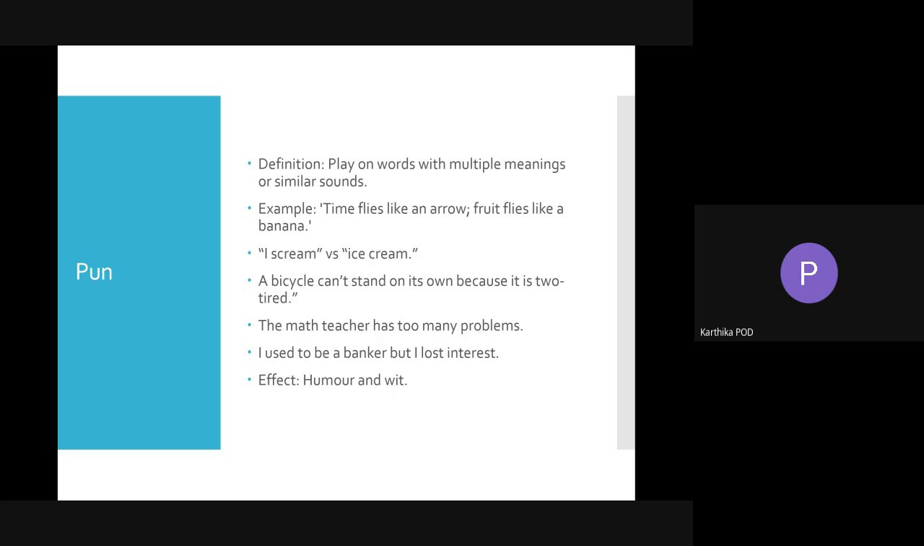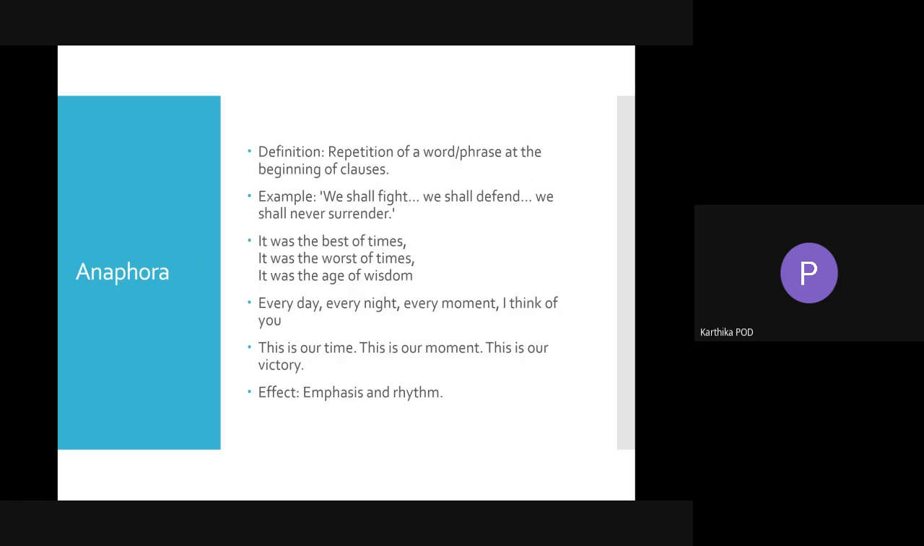So that kind of repetition where words or phrases are repeated at the beginning of a clause is called anaphora, right? We shall fight, we shall defend, we shall never surrender. What is being repeated here? "We shall" is being repeated in all the three clauses, right?